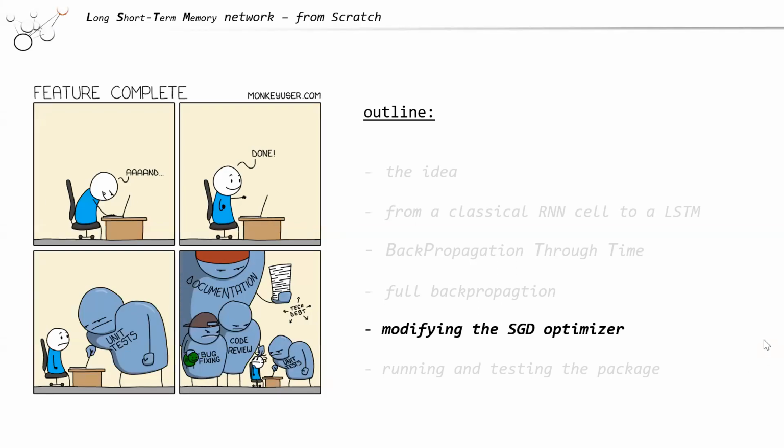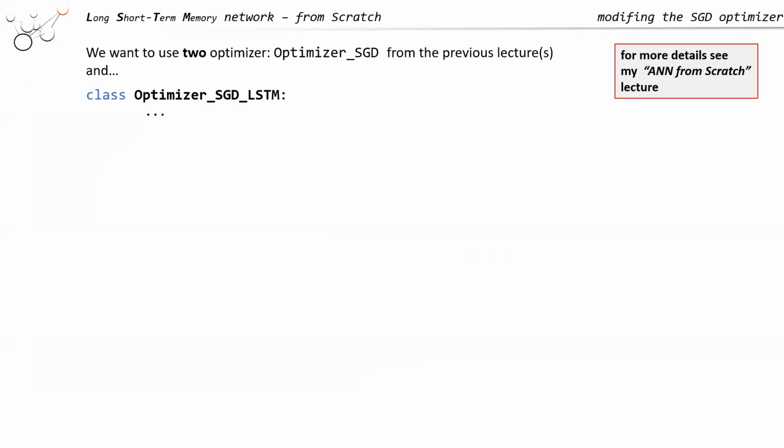So now we want to [create an] optimizer, and SGD stands for stochastic gradient descent. So it will be the standard optimizer for these problems. However, we want to have two different optimizers.